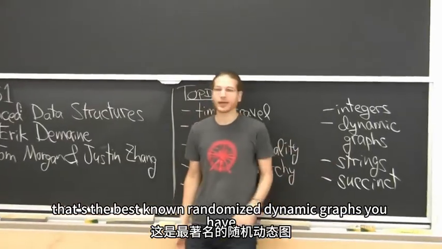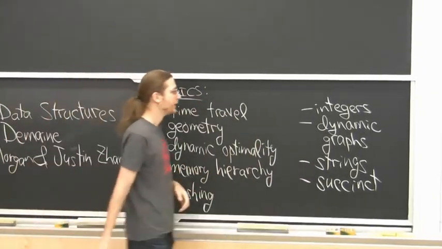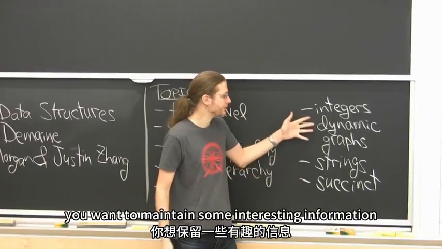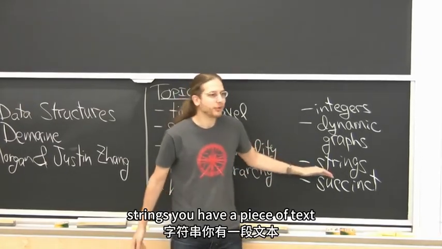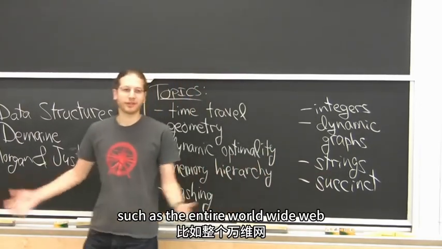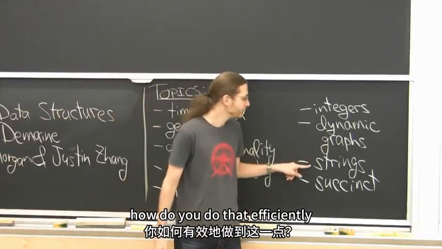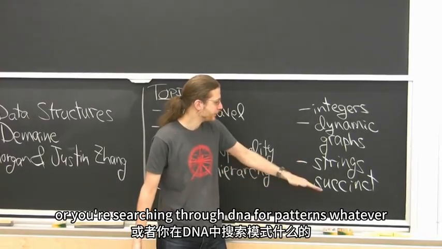Dynamic graphs: you have a graph you want to store and the edges are being added and maybe deleted, like you're representing a social network and people are friending and defriending. You want to maintain some interesting information about that graph. Strings: you have a piece of text such as the entire World Wide Web and you want to search for a substring. How do you do that efficiently? It's sort of the Google problem, or you're searching through DNA for patterns, whatever.